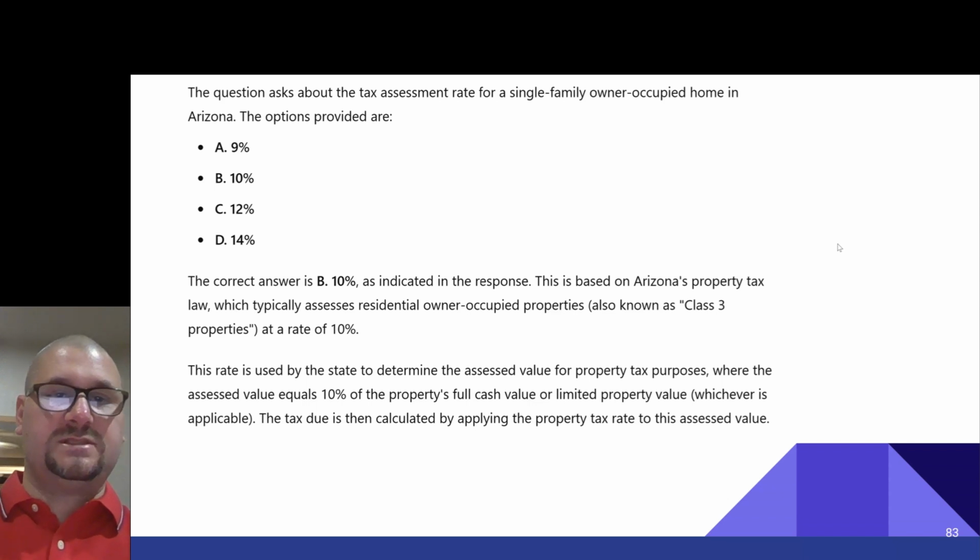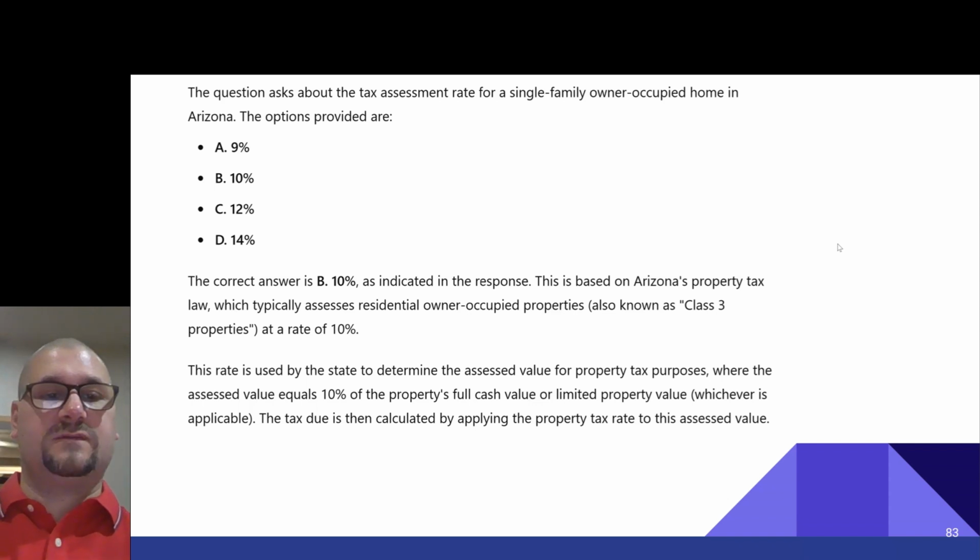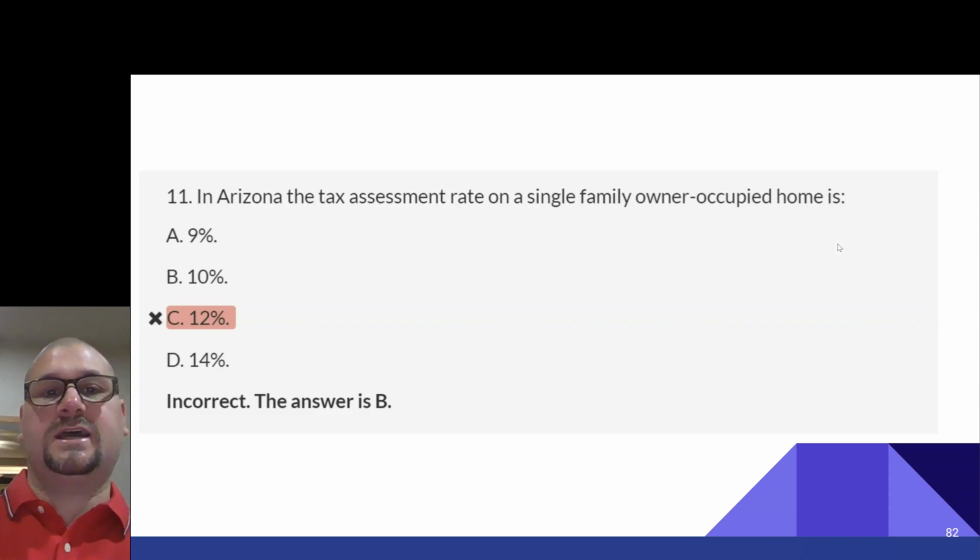So this rate is used by the state to determine the assessed value for property tax purposes, where the assessed value equals 10% of the property's full cash value or limited property value, whichever is applicable. The tax is then calculated by applying the property tax rate to this assessed value. So in Arizona, the tax assessment rate on a single-family owner-occupied home, Class 1, is 10%.